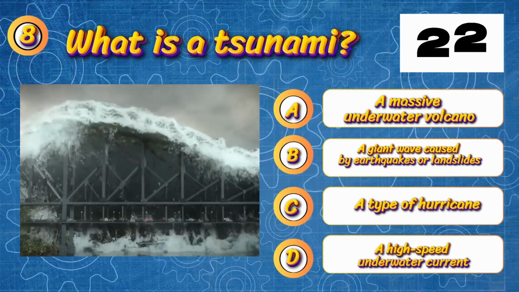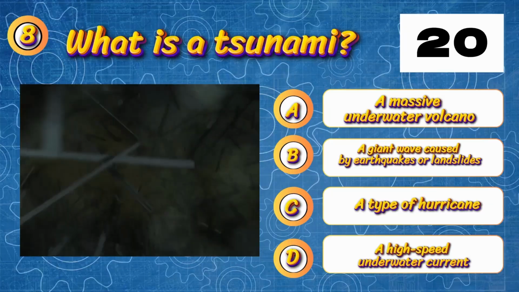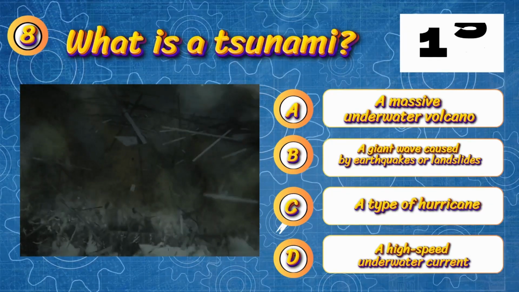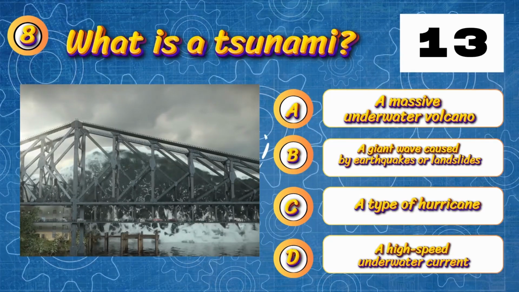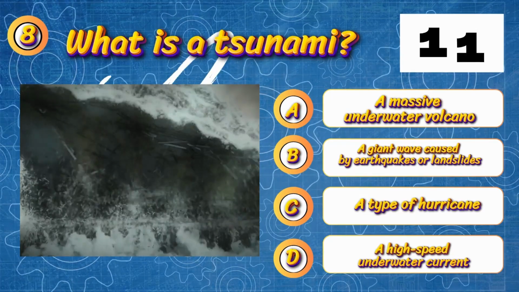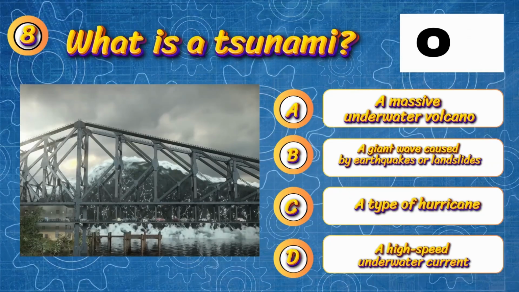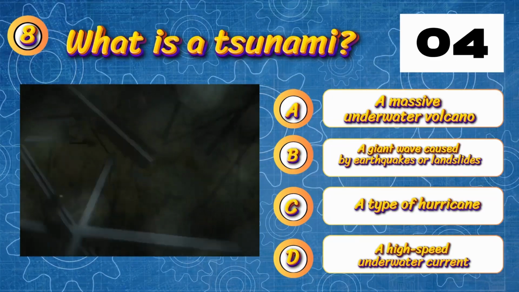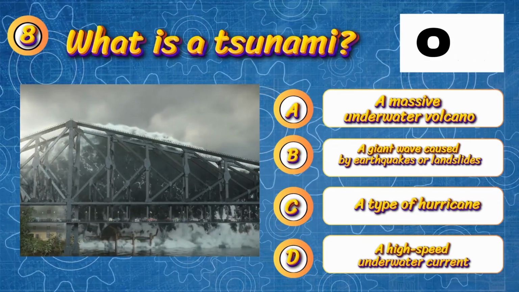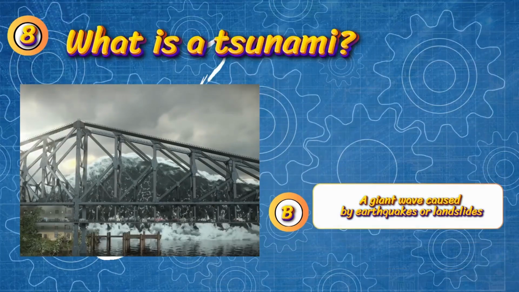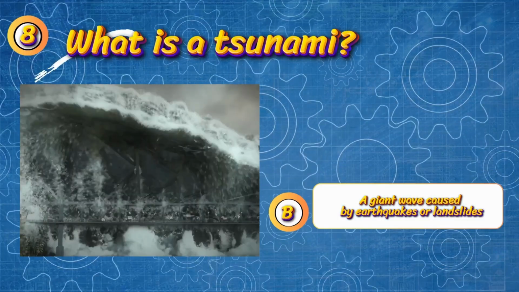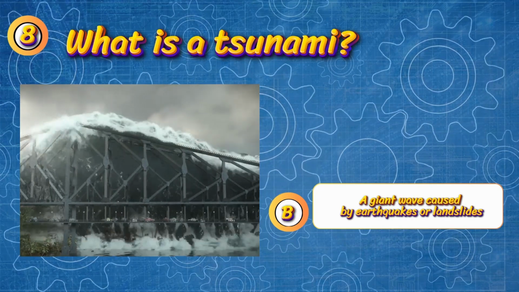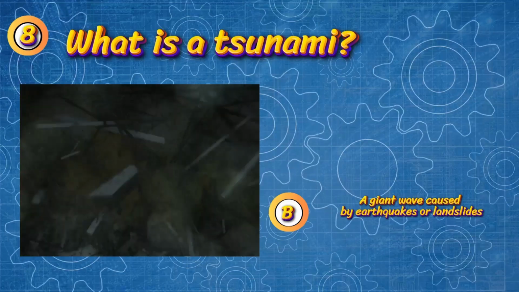Question 8. What is a tsunami? A. A massive underwater volcano. B. A giant wave caused by earthquakes or landslides. C. A type of hurricane. D. A high-speed underwater current. Answer. B. A giant wave caused by earthquakes or landslides. Tsunamis form when underwater earthquakes displace large amounts of water, creating deadly waves.